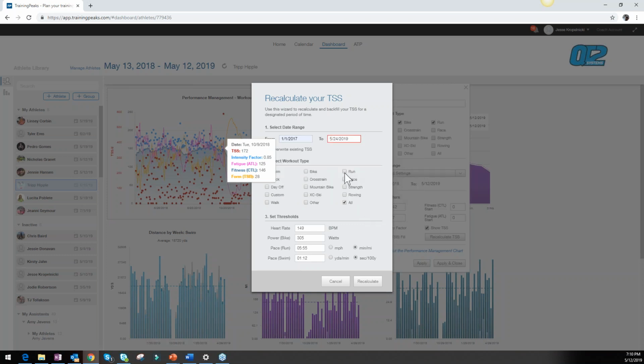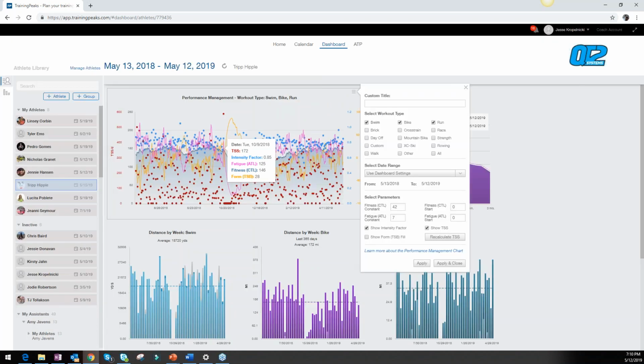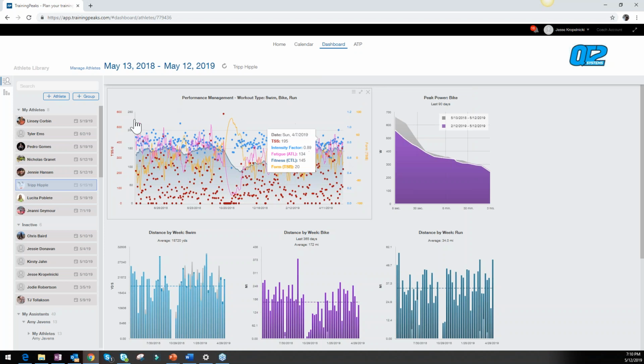You pick the sport. I usually do one sport at a time. I find that if you try to take on too much, it crashes. So I usually do one sport at a time. You set the threshold where you'd like it to be, and then you click Recalculate. And what that does is it goes back and recalculates this performance management chart based upon the threshold that you specify for the date range that you specify.